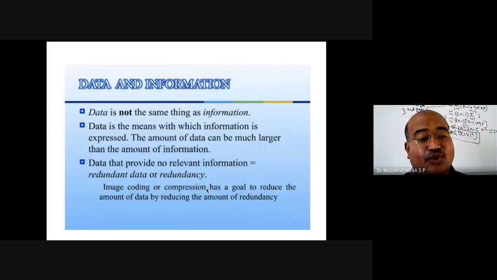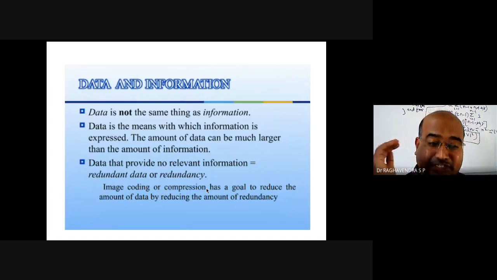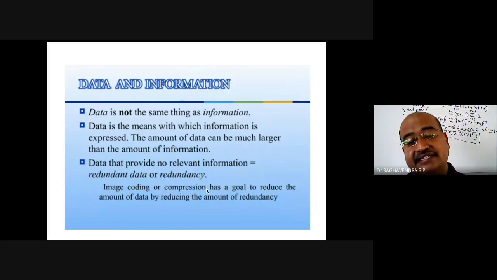Next, image coding or compression has a goal to reduce the amount of data. So the basic objective of image coding or compression is to reduce this redundancy, okay? So that whatever data you have in your hand is always good, legitimate, and can provide valuable information. If you have data which never gives valuable information, it is wastage. That is why we try to reduce these types of redundant data. That is the objective of image compression.